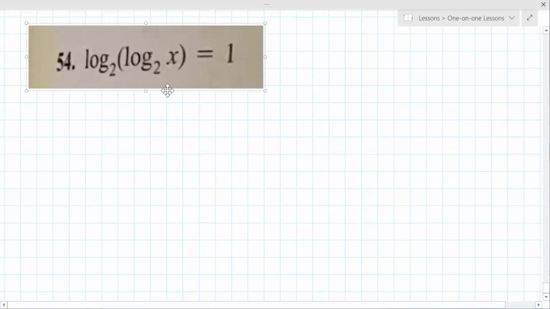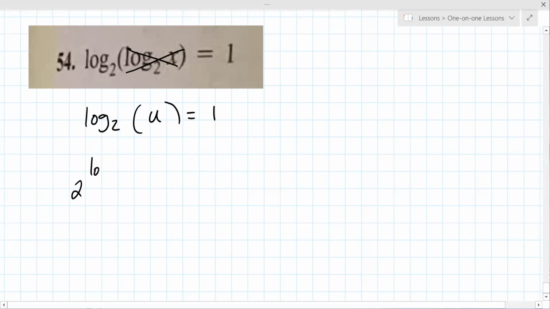Last one. All right, so the outside function here is log base 2. So forget about this for a moment. If you're trying to solve log base 2 of u equals 1, how would you undo the log base 2? You would say 2 to the log base 2 of u equals 2 to the 1. And u would equal 2 to the 1. So u would equal 2.